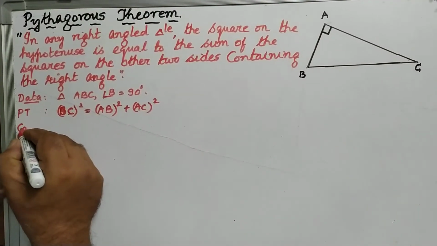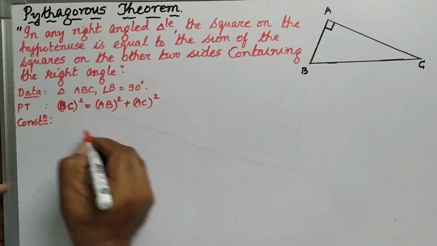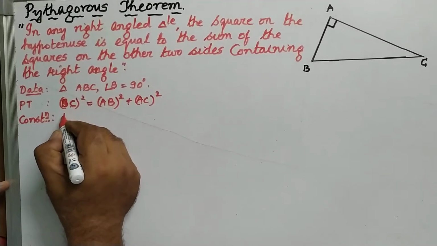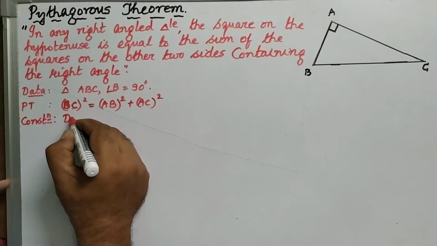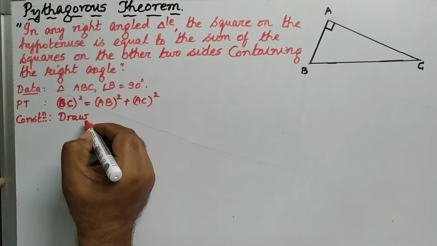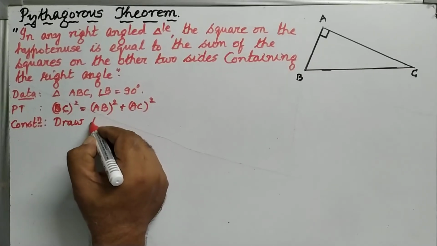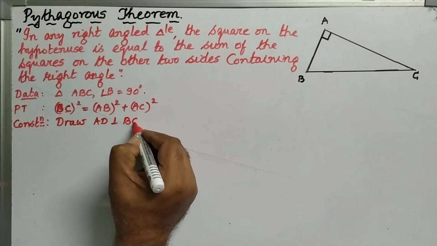For that, we have a small construction, and the construction is from the right angled vertex. The right angle is at A. From the right angled vertex, draw a perpendicular to the hypotenuse. Draw AD perpendicular to BC.